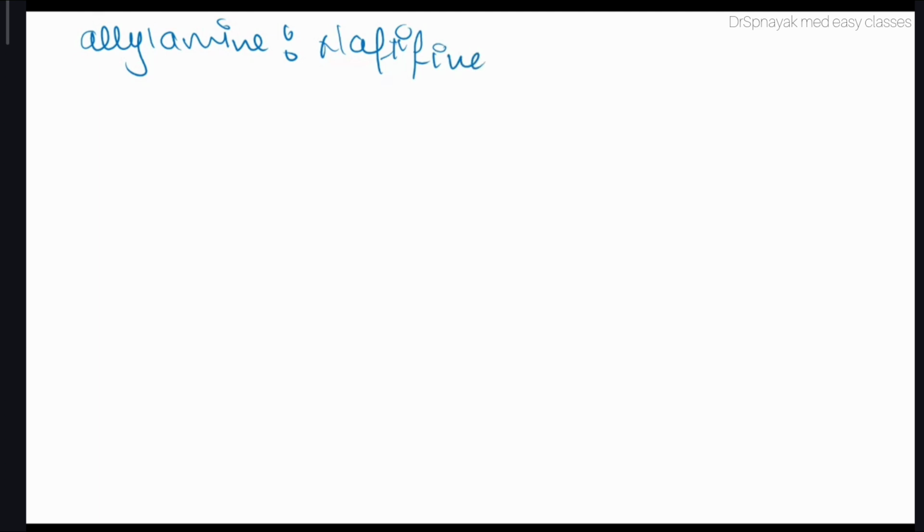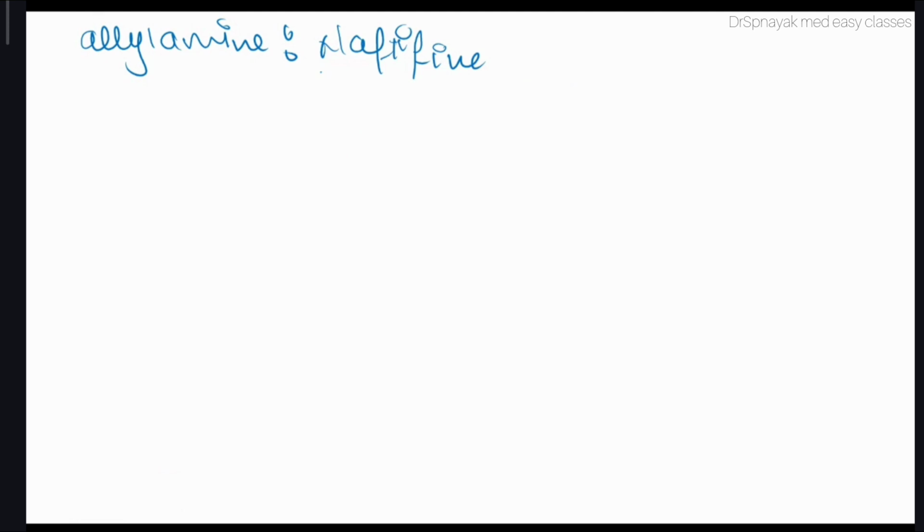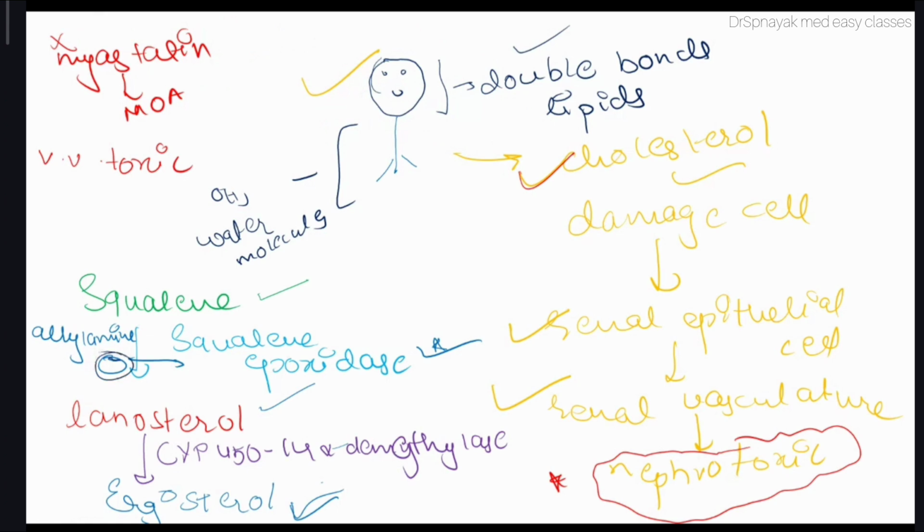We have terbinafine. We have butenafine. So these are the group of allyl amines which inhibit the squalene epoxidase enzyme, and ultimately it will lead to fungal cell death.